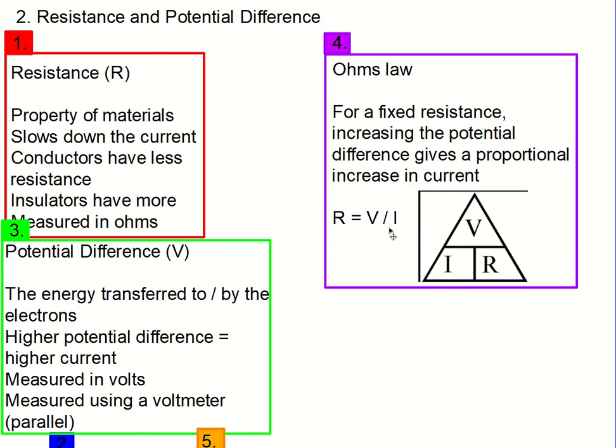This is the formula we do need to remember though. It's R equals V over I. And again, if you need time to write that down, pause the video now.